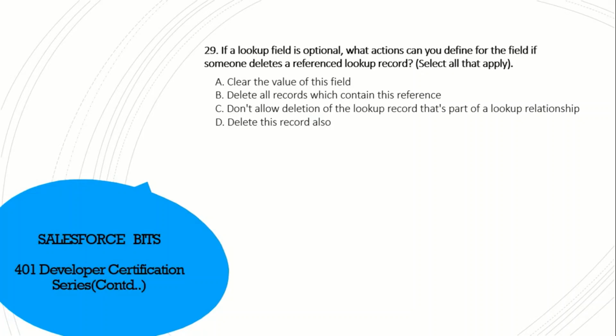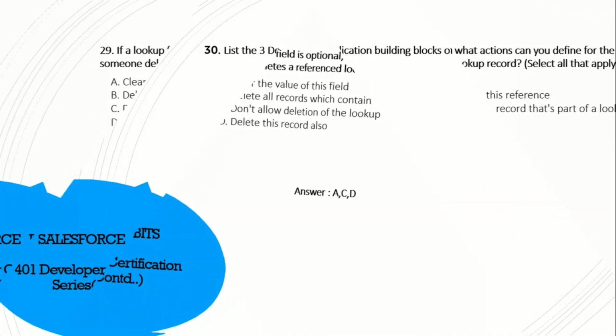If a lookup field is optional, what actions can you define for that field if someone deletes a reference lookup record? So basically it's checking for the lookup field options. So the answer is ACD: clear the value of this field and don't allow the deletion of the lookup record, that's part of the lookup relationship. And D, delete this record also. So delete all records which contain this reference. It's not a right option. So that's why ACD is the right answer.